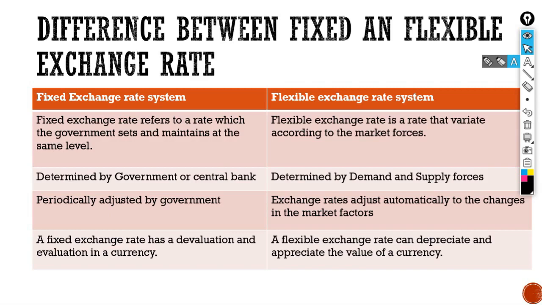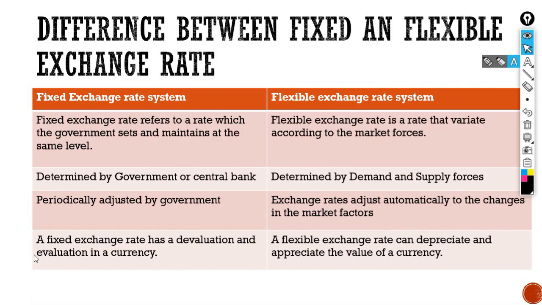Next, the fixed exchange rate system is determined by the government or the central bank, whereas the flexible exchange rate system is determined by demand and supply forces. Fixed exchange rate system is periodically adjusted by the government. The government intervenes on regular basis, whereas under flexible exchange rate system, the exchange rate adjusts automatically to the changes in the market forces. So demand and supply fluctuates again and automatically adjust the changes.